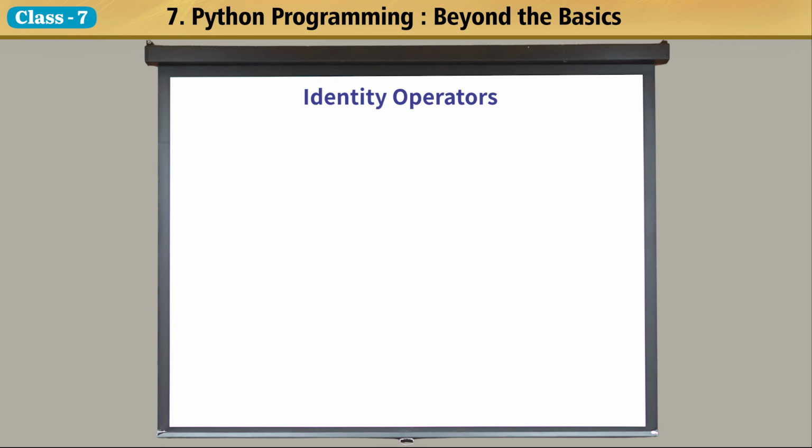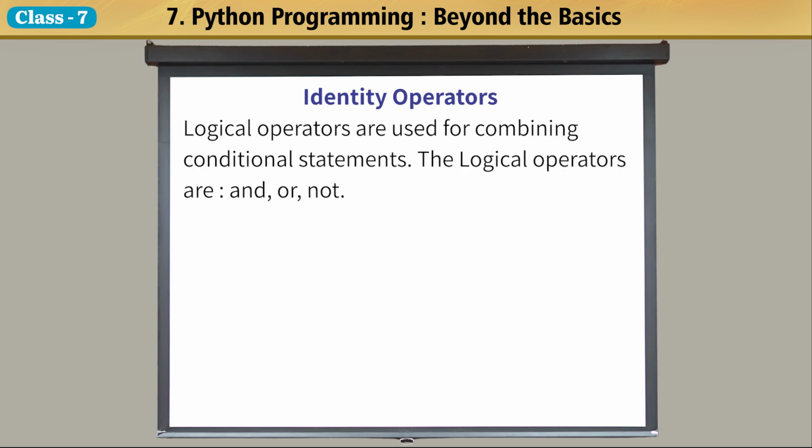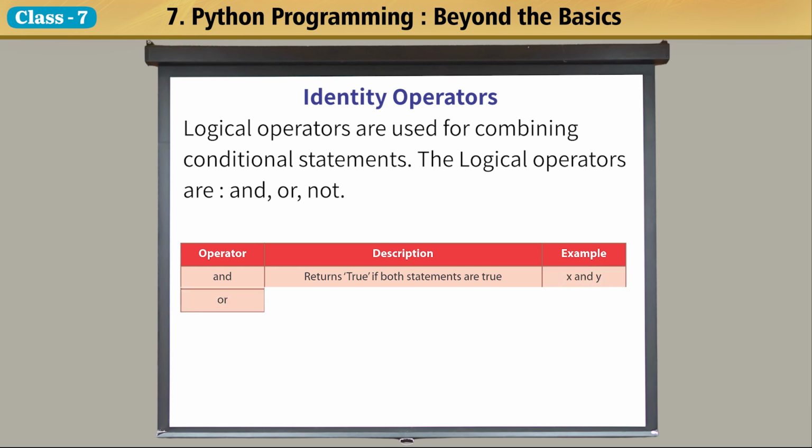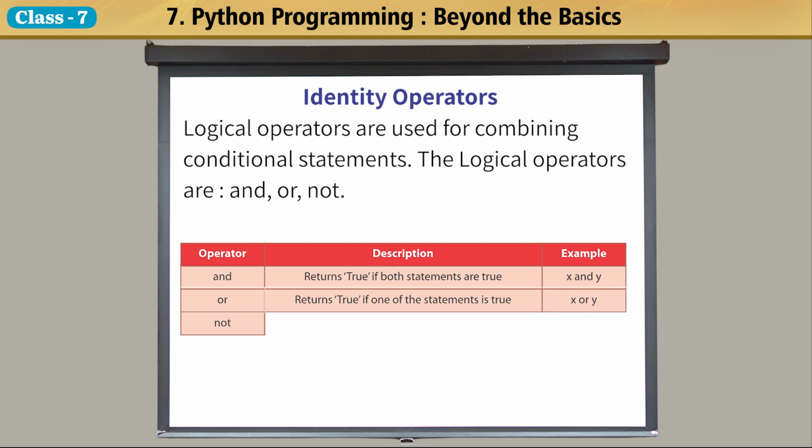Logical operators. Logical operators are used for combining conditional statements. The logical operators are and, or, not. Operator. Description. Example: and returns true if both statements are true. X and Y. Or returns true if one of the statements is true. X or Y. Not reverses the result. Not X.